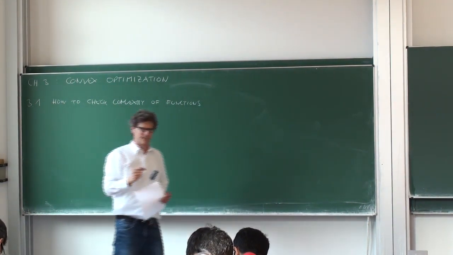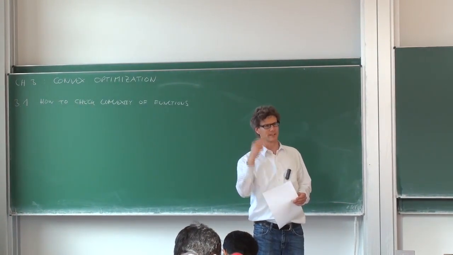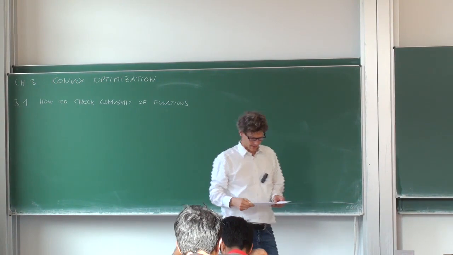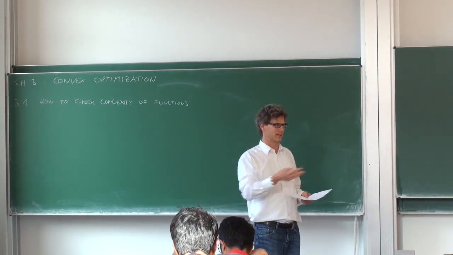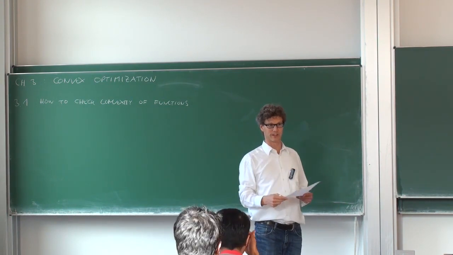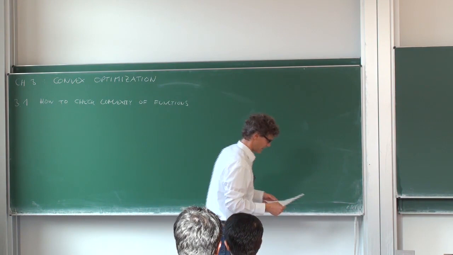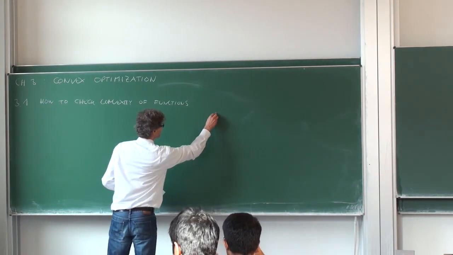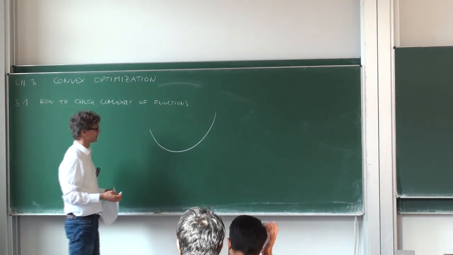You remember when we had a function, we would actually assume that the domain is convex, and then this additional property on the function should hold. I will always assume that the functions we look at are defined on a convex set, and that we know already that this set is convex. Could be all Rn, for example.